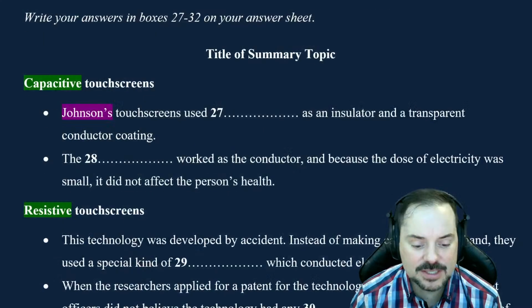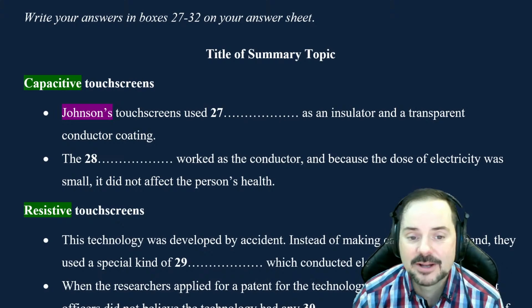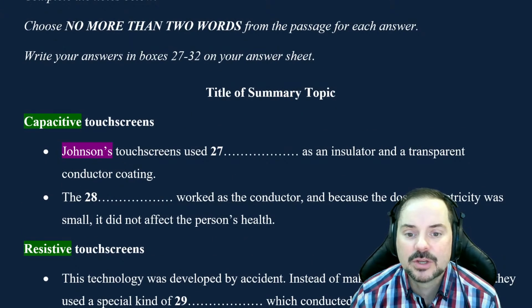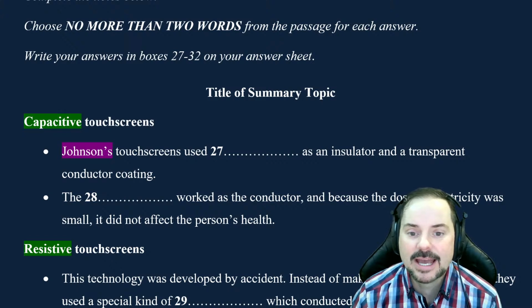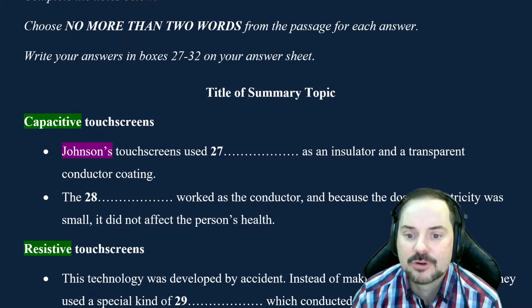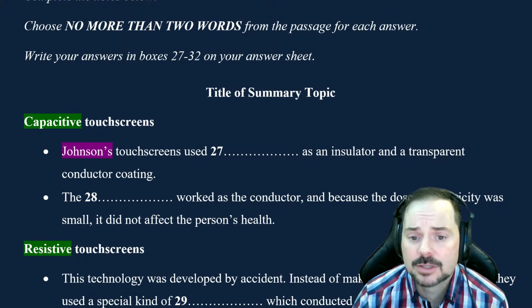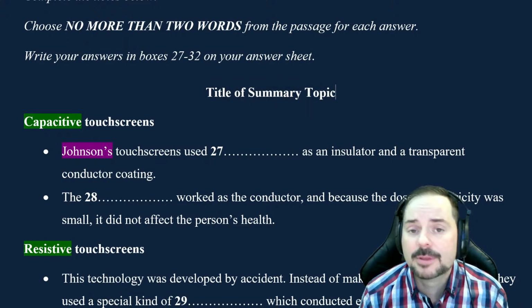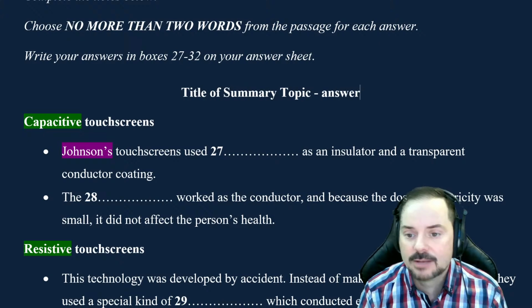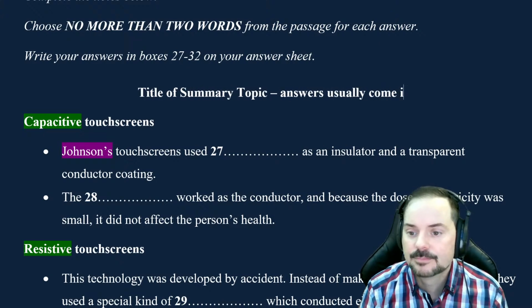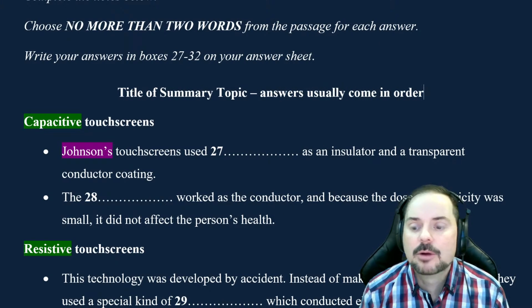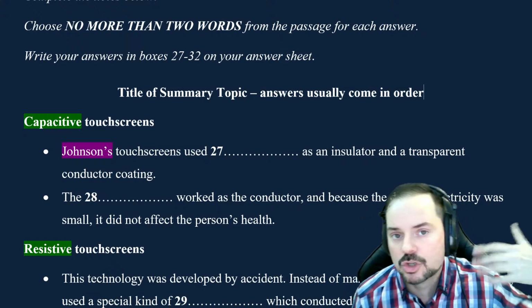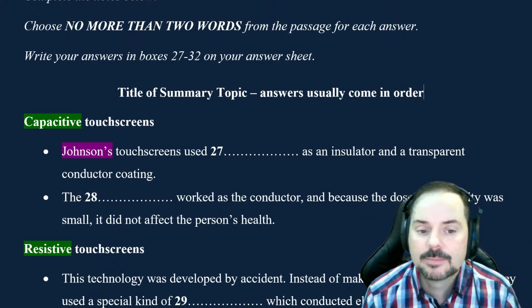Okay, Sabina, help me out here. Let's do some of these questions for this reading. Don't panic. I'm here to help you. Okay, so here we go. Let's look at the first bit here. This question, the title of the summary topic, the answers usually come in the order of the passage for this, okay? Now, even though the questions and answers come in order for this type of question, you shouldn't be searching for every question. We'll do our best here though, okay?